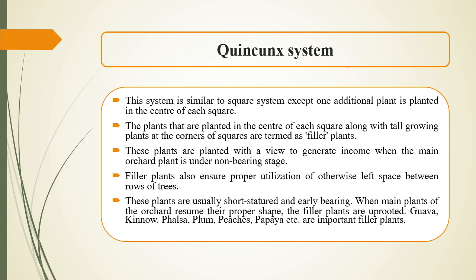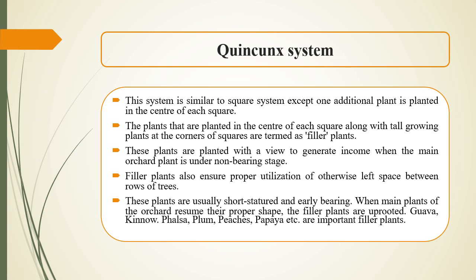Next, coming to quincunx system. This system is similar to square system, except one additional plant is planted in the center of each square. The plants that are planted in the center of each square, along with the tall growing plants at the corners, are termed as fillers. These plants are planted with a view to generate income when the main orchard plant is under non-bearing stage.